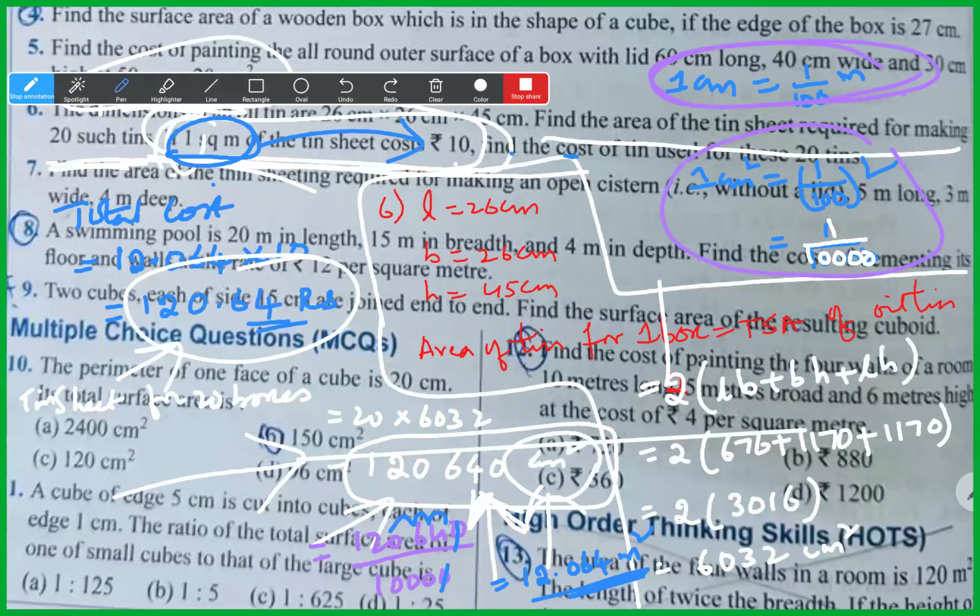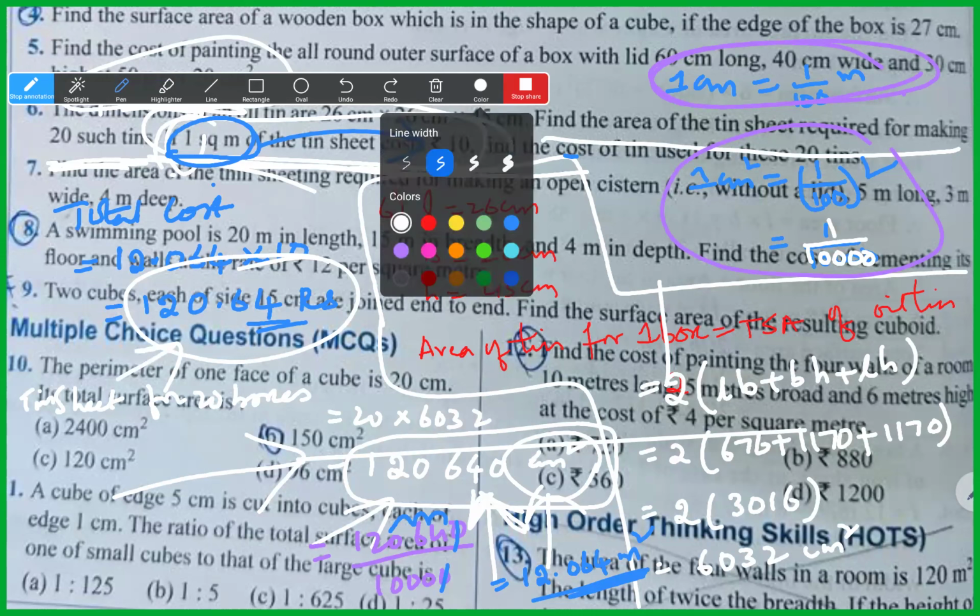First, 1 tin TSA we found out, and then I found out 20 tins TSA already. Yes, sir, but anyways, we still need to find the cost, right? Yes, Pranavi, because the 20 tins area is already covered in the answer. So the cost will be that only, no? This area is for 20 tins, 12640 centimeters square.